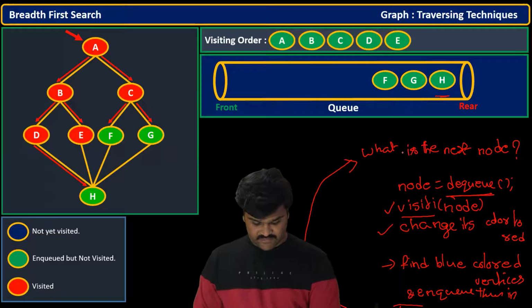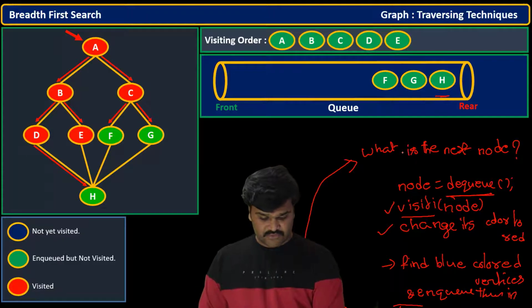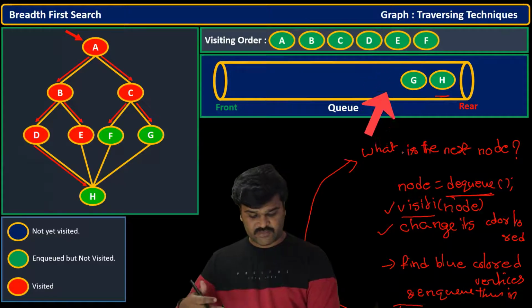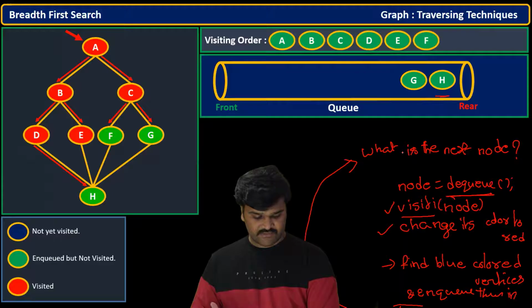So what is the next node we are going to visit? Whoever is in the front, that is F. It is coming out of the queue, and that we are going to visit.